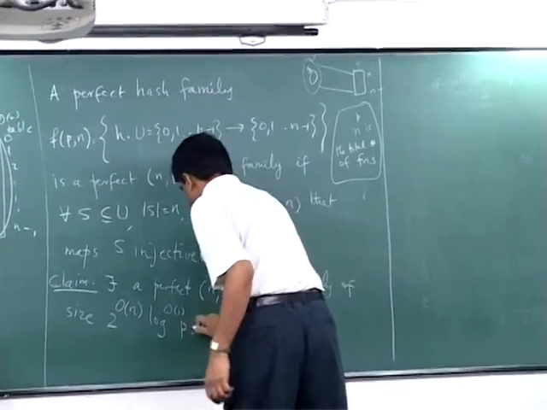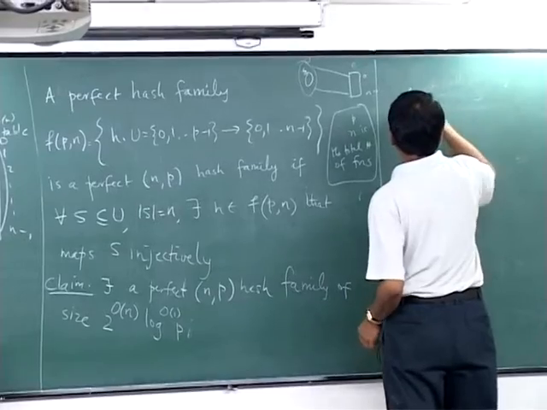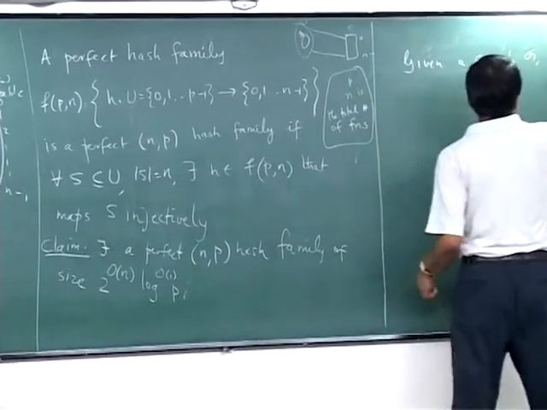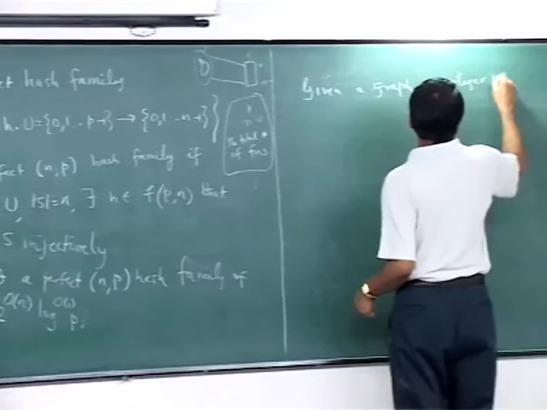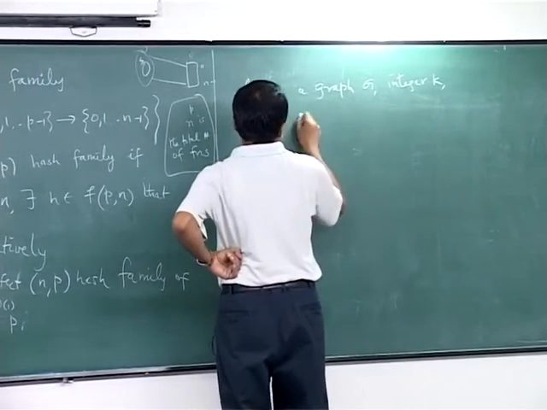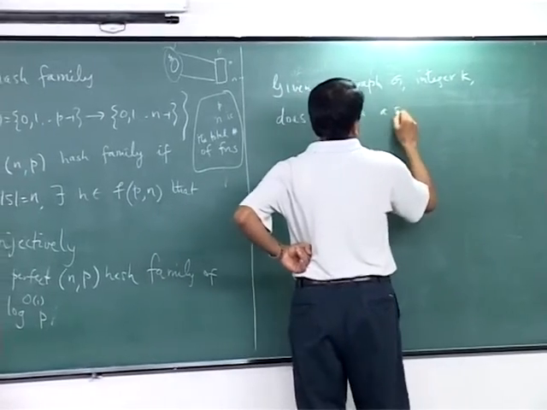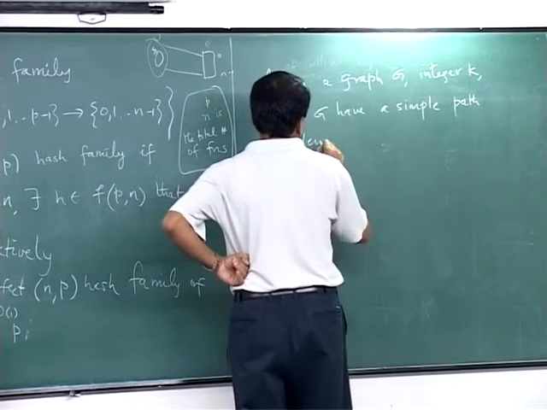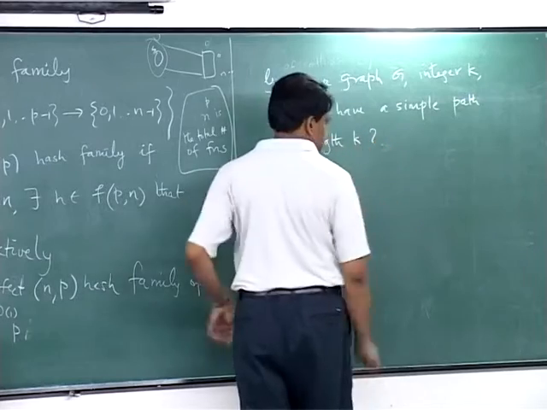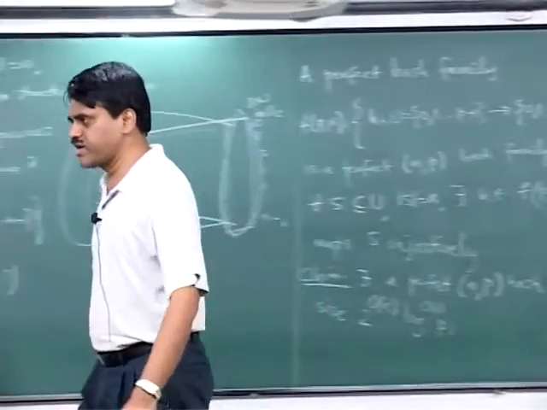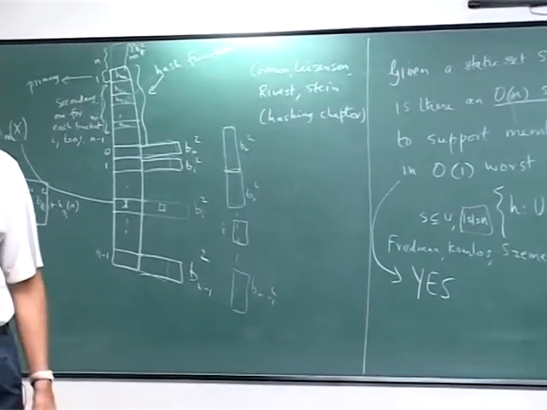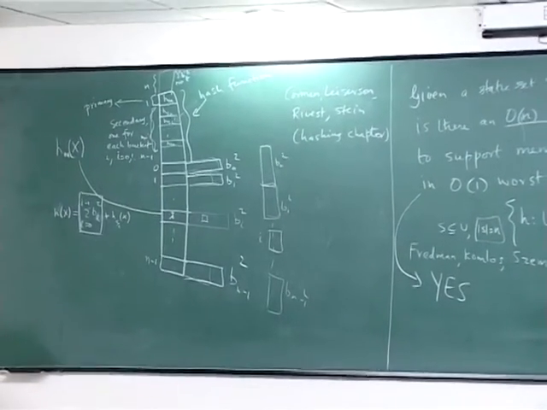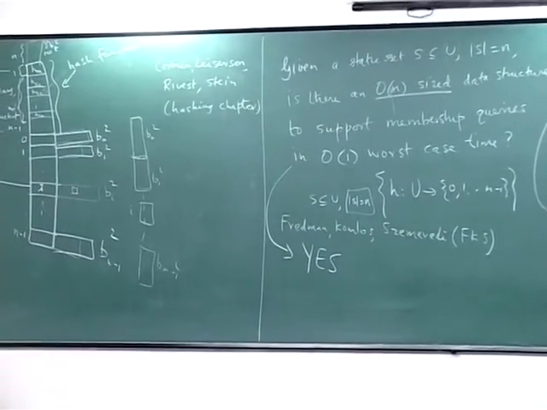So the problem I want to look at is this: given a graph G and an integer k, does G have a simple path of length k? Undirected graph. So this is an NP-hard problem.